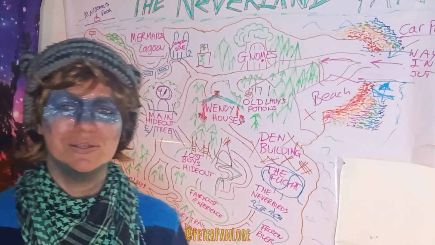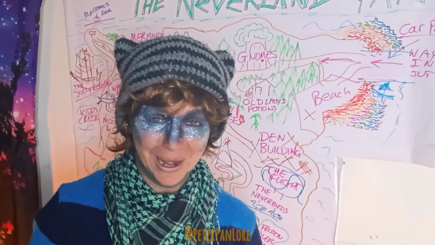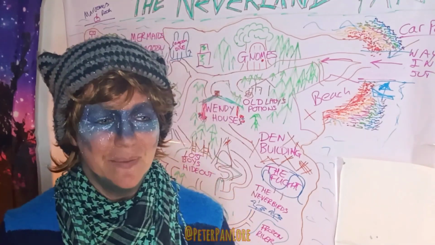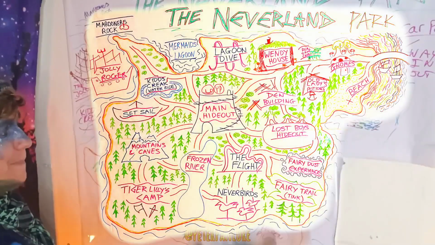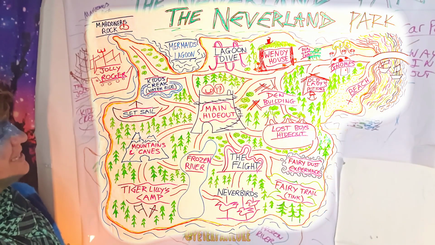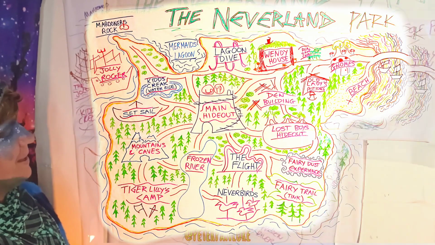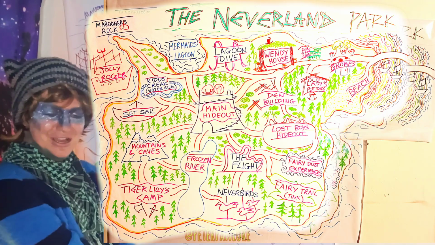I will do a video at some point about the immersive Peter Pan play I want to do, because that feels vaguely more attainable. But in the meantime, what do you guys think? Here's the map. I don't want to take this down off my wall now. I wish I'd drawn it a bit better, but you see the vision. You see the vision.